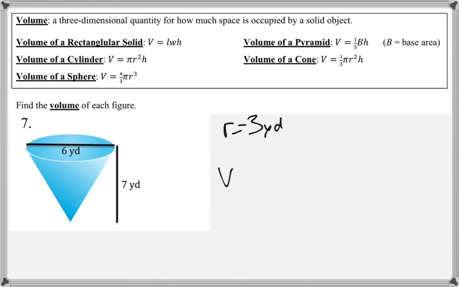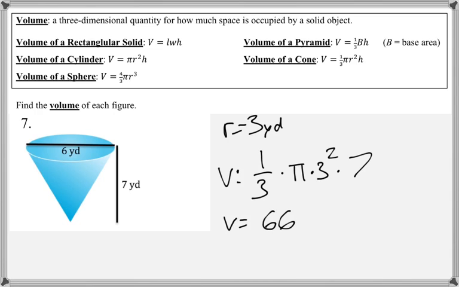Now I'm ready to look at the volume formula. 1/3 times pi times 3 squared times 7. So I'm going to type that in on the calculator and then round to the nearest tenth. And our volume is going to be, actually we have to round up, so it's going to be 66 cubic yards.